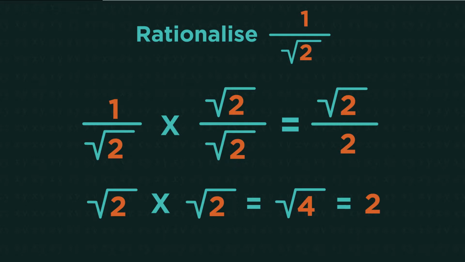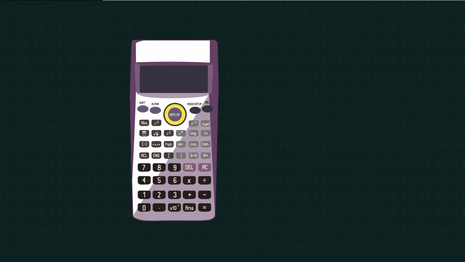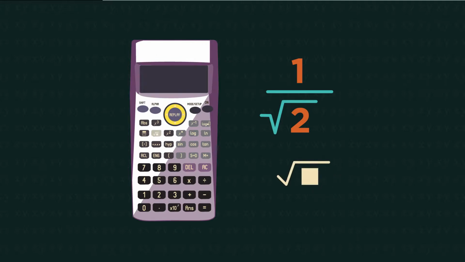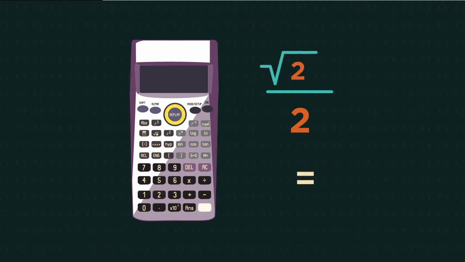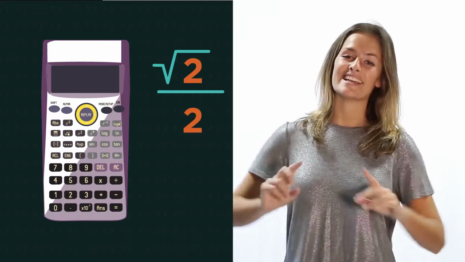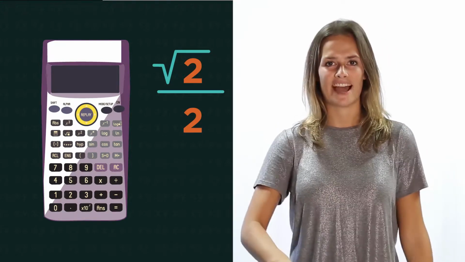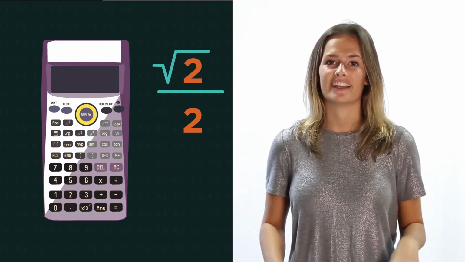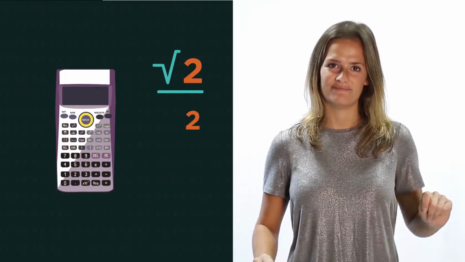You can check this yourself on your calculator. Type in 1 over root 2, press equals, and the calculator will rationalise it for you. But this won't get you marks in your exams. You've got to show the working, but do use it just to check yourself.